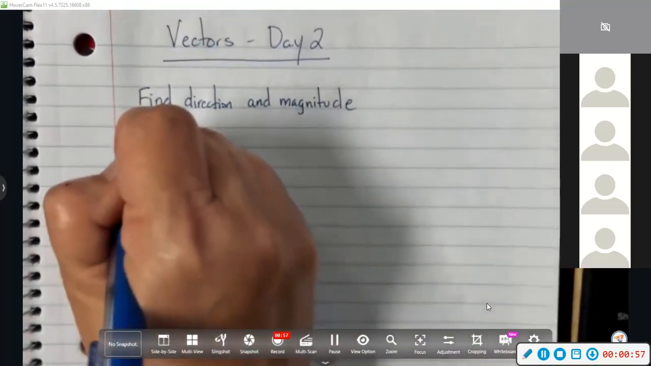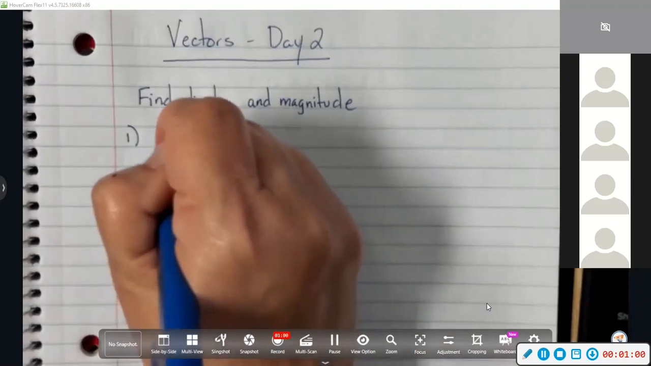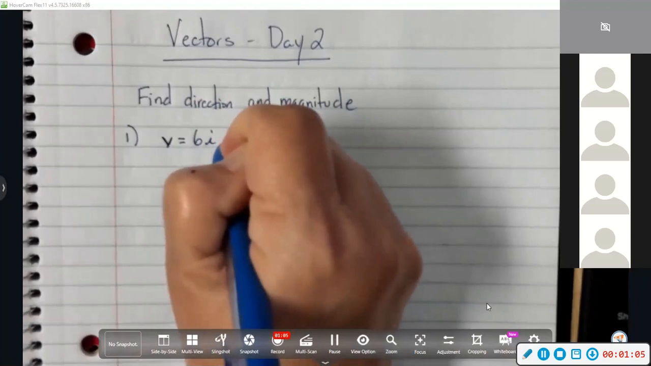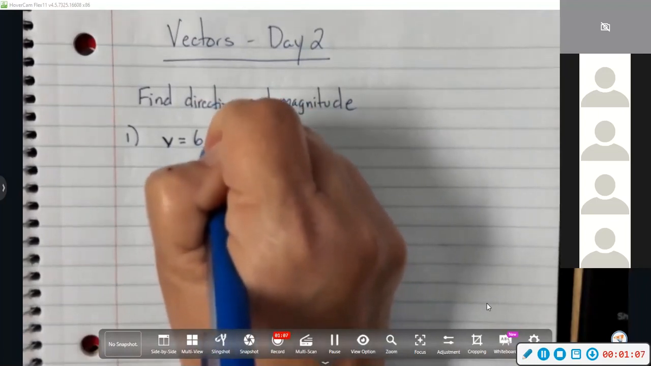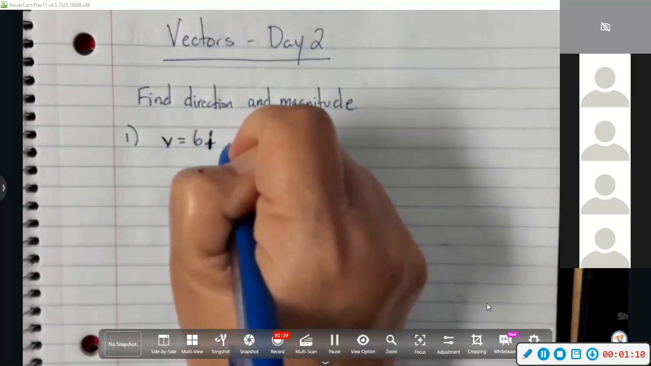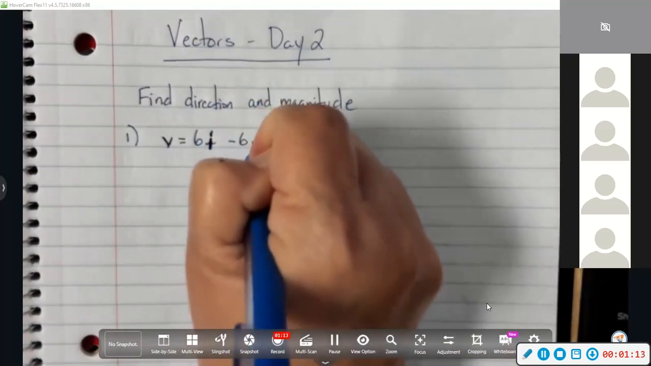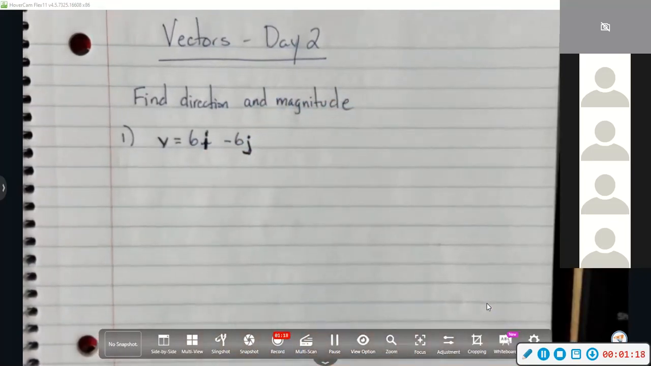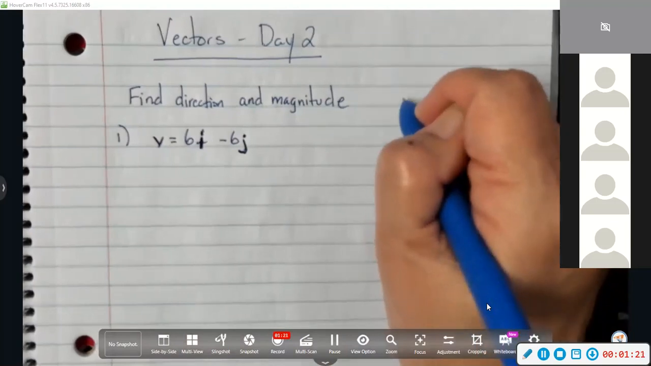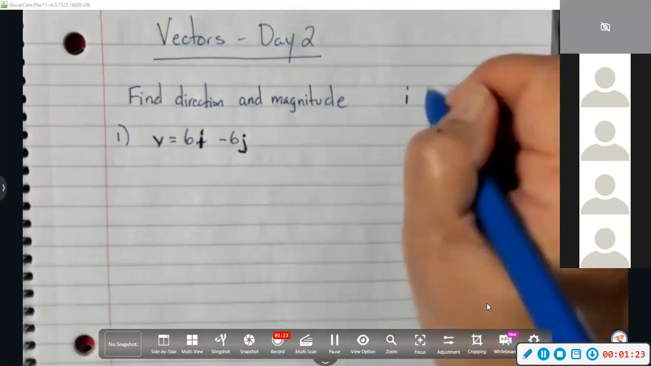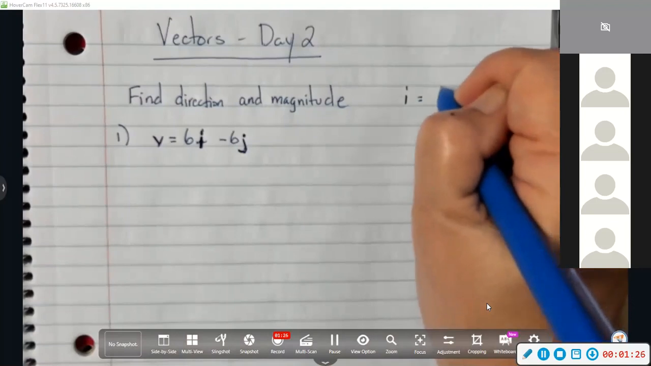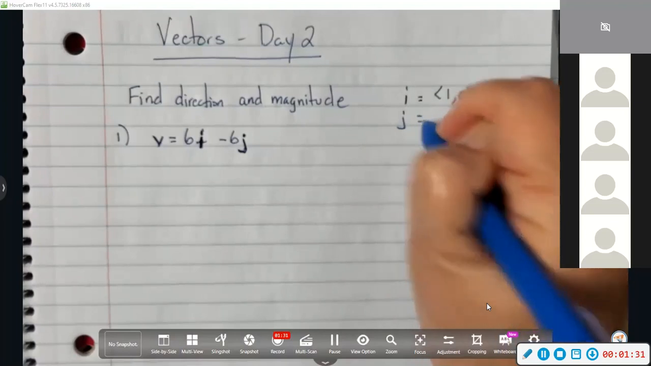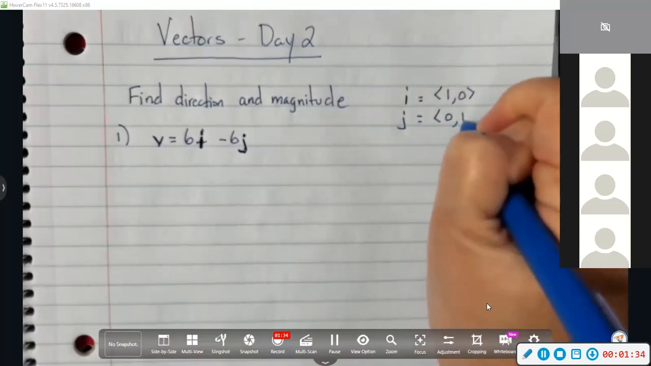So we're going to start off with a vector that is written in linear combination form: 6i minus 6j. All right, so remember i and j are our unit vectors. So this is just a little reminder. i is the horizontal unit vector, so it is 1, 0. j is the vertical unit vector, so it is 0, 1.